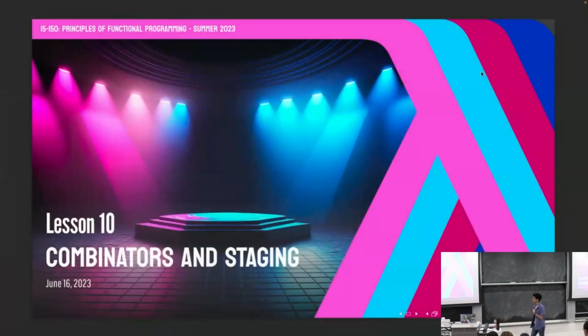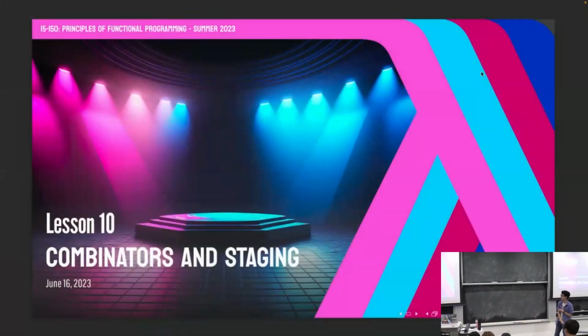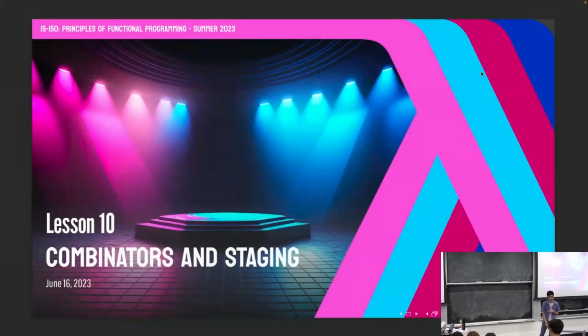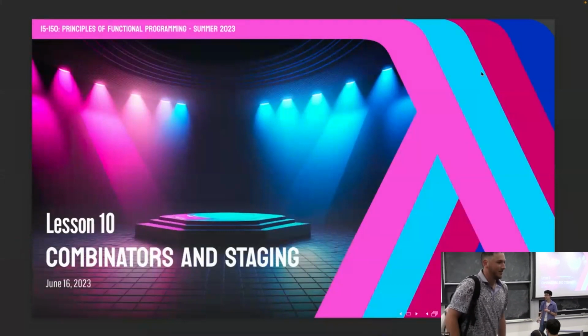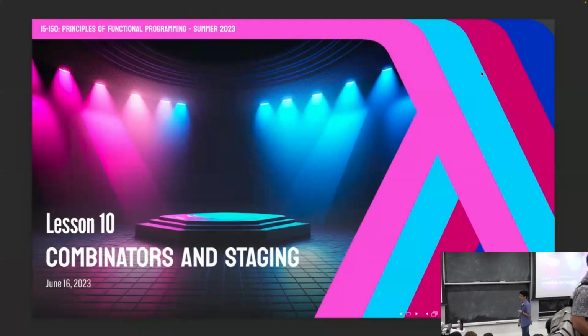Okay. So today we're talking about combinators and staging. To be honest, combinators are a topic I've never really felt super passionately about, and I don't think it comes up very often. So this lecture is called Combinators and Staging. It's mostly staging. I'm going to be late on the combinators. But I didn't change the name of the lecture.